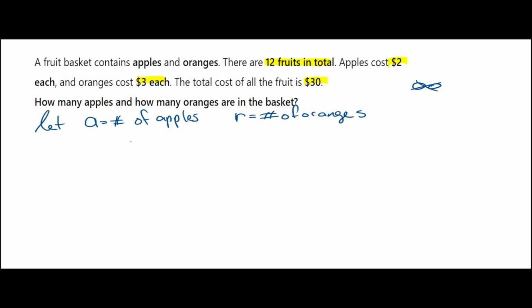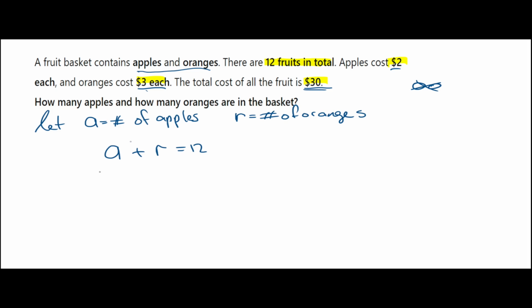Okay, and now we want to turn this into algebra. So there are 12 fruits in total. So we know that there are no other fruits, there are only apples and oranges. So in other words, the number of apples plus the number of oranges equals 12. So far so good. Apples cost $2 each and oranges cost $3 each. And when we buy our bundle of 12 fruit, it comes to $30. It's pretty steep for 12 pieces of fruit. These must be pretty good apples.